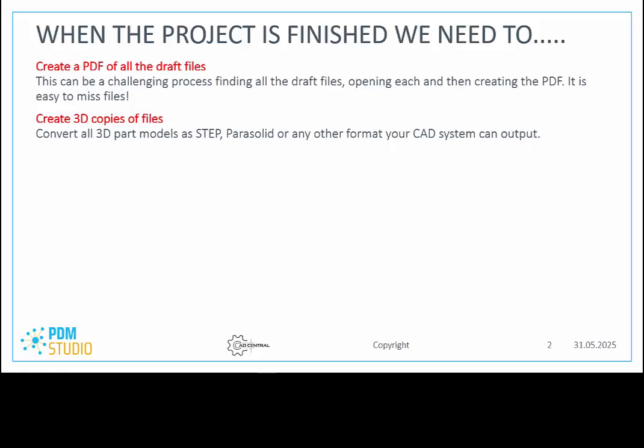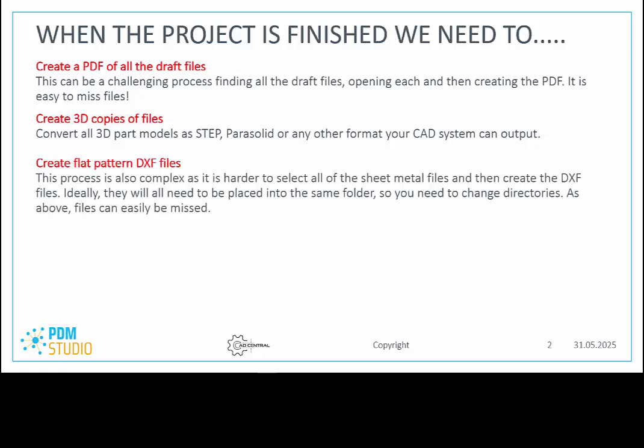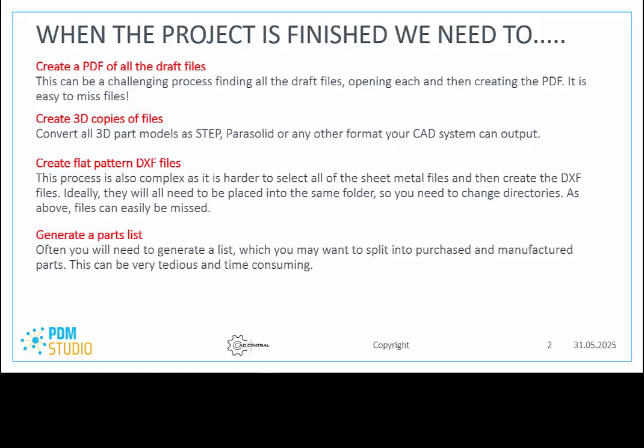3D copies, Parasolid, Step, whatever you need. You may need it for NC programming. You may need to send it out to someone else. Then there's all the flat patterns that you'll need to create. And finally, generate parts list, which could be split into maybe a manufacturing list and a purchase list.